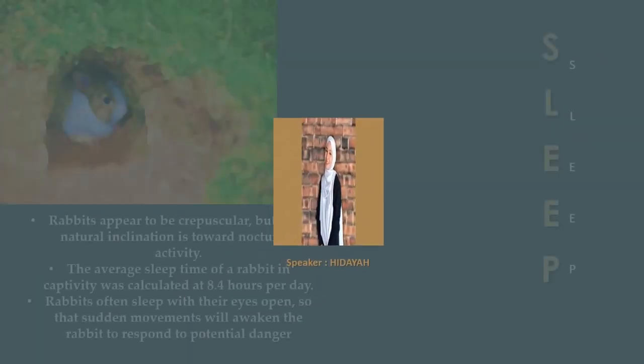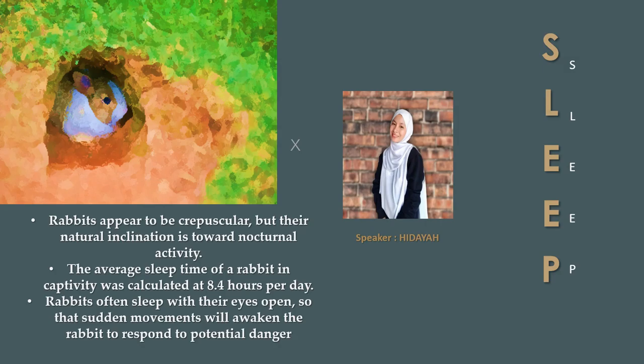Next, we move to the sleep behavior of the rabbits. The rabbits appear to be crepuscular, but their natural inclination is toward nocturnal activity. The average sleep time of a rabbit in captivity was calculated at 8 hours and 24 minutes per day. Rabbits often sleep with their eyes open, so that sudden movements will awaken the rabbit to respond to potential danger.